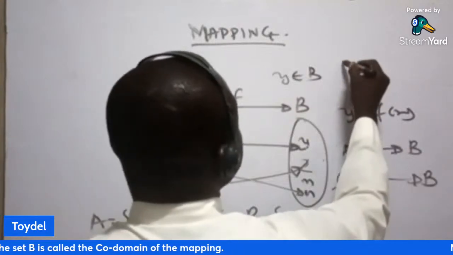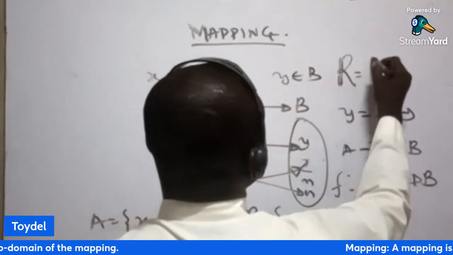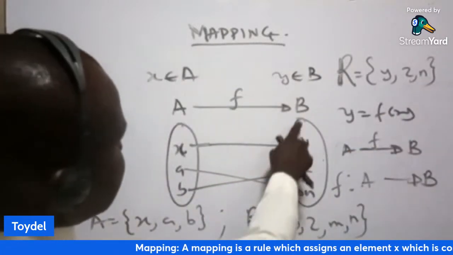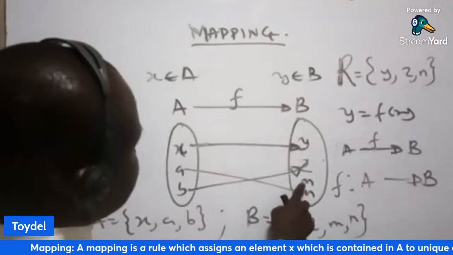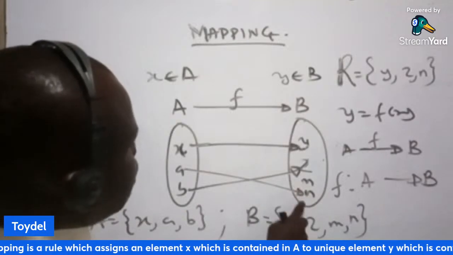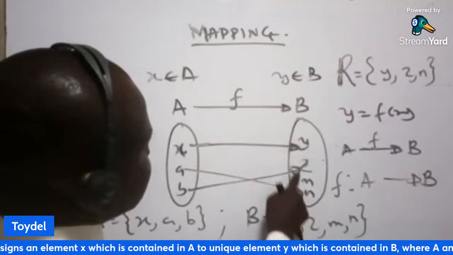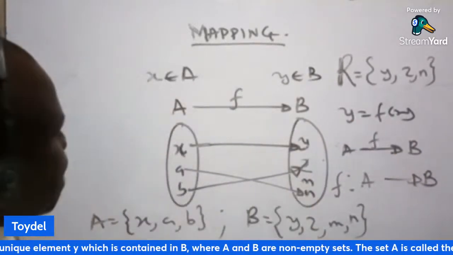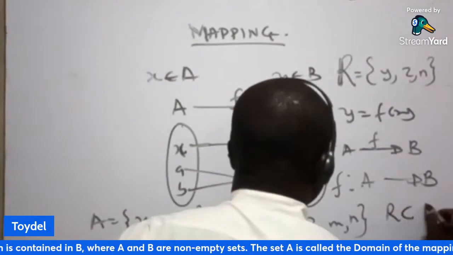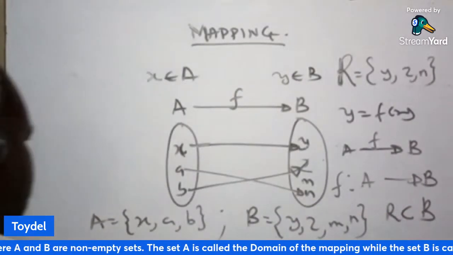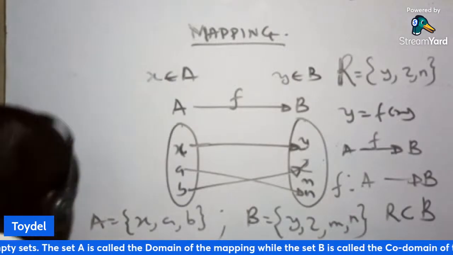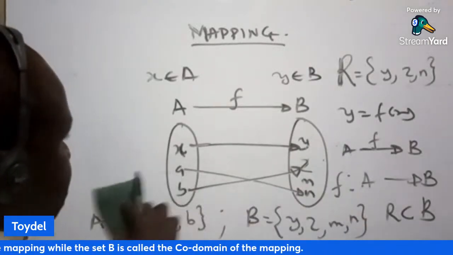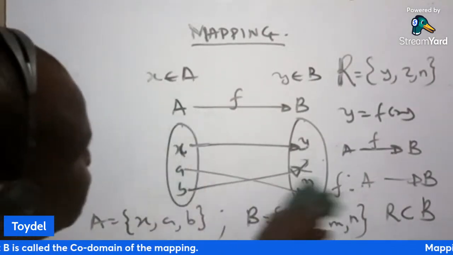But we have another set, let's say R, which is equal to Y, Z, and N. If you look at all the elements in B, nothing is being mapped into M. But Y, Z, and N are what something is being mapped into. So this is called the range of this mapping. The range is a subset of the codomain. But when we have one-to-one mapping, the range and the codomain will always be equal, because in one-to-one mapping all the elements in A have images in B.